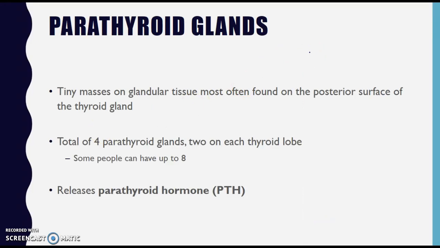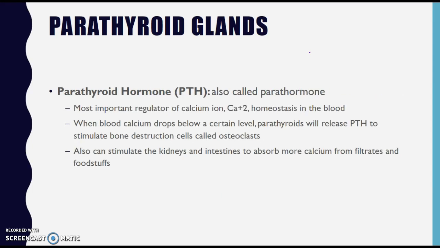Next, we're going to talk about your parathyroid glands, which are actually on the back of the thyroid gland. And the individuals are different. Most people have 4, 2 on each thyroid lobe, but some people can have up to 8 of these. The major hormone that is going to be released is called the parathyroid hormone, or PTH. And PTH works antagonistically with calcitonin, so opposite.